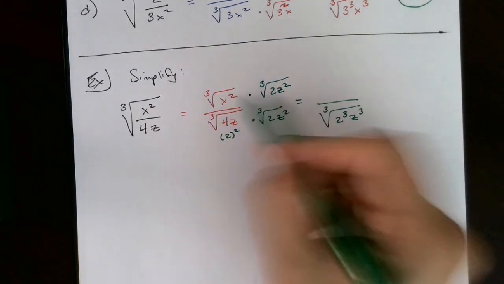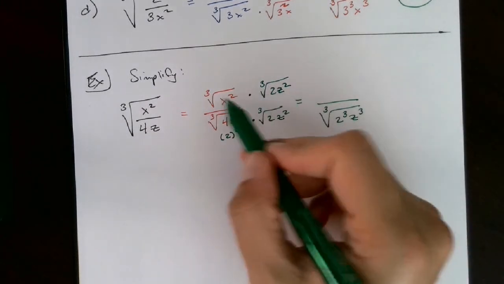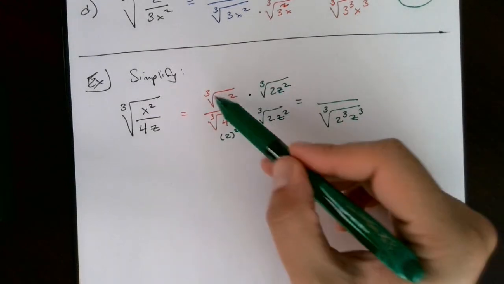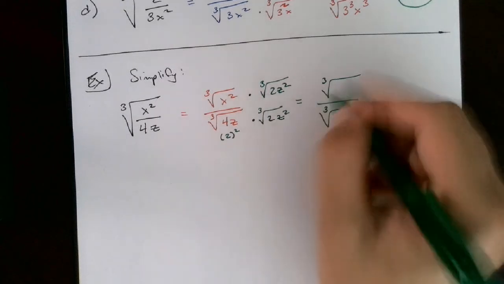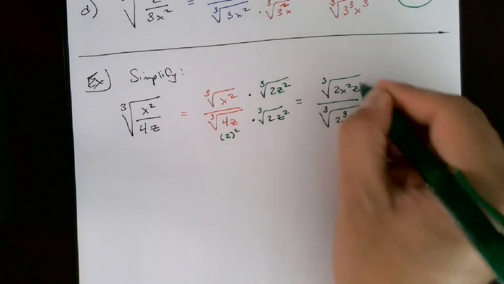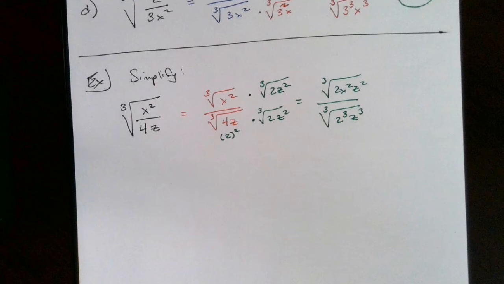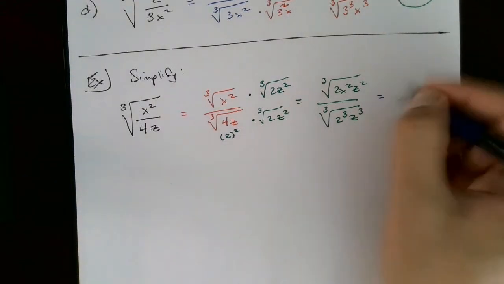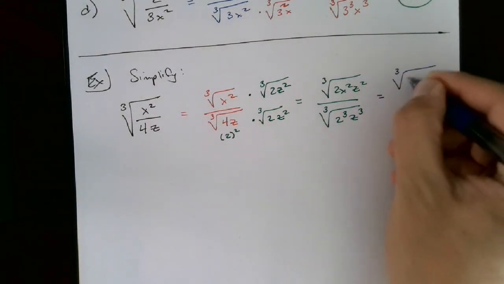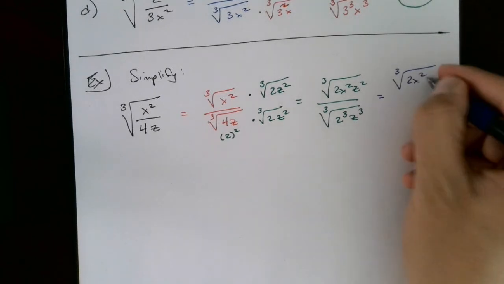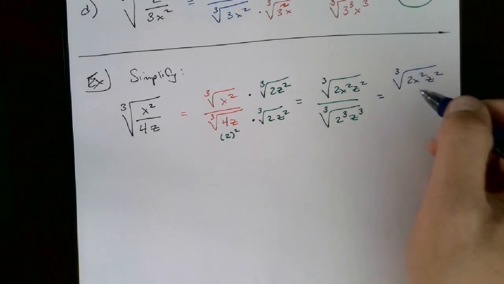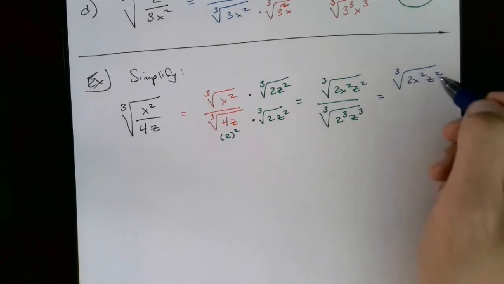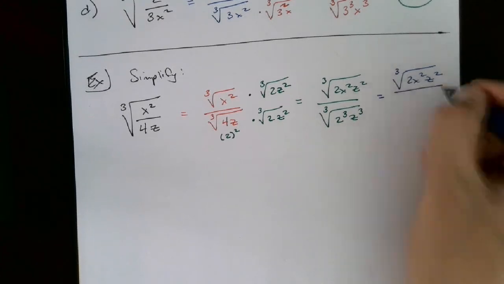And you can multiply these together, the cube roots, since they have the same index. This is the cube root of 2x squared z squared, just multiplying them together. And now we'll simplify. So we have the cube root of 2x squared z squared. There are no perfect cubes in here. 2 doesn't have any perfect cube factors other than 1. X squared and z squared, since the power is less than the index, you can't get any perfect cube factors out of that.